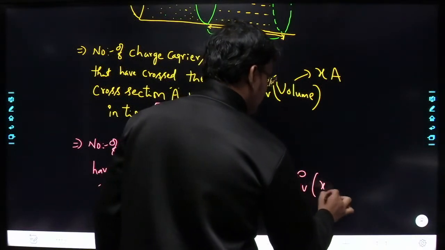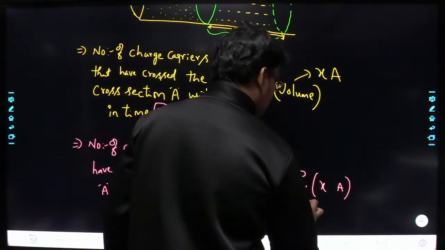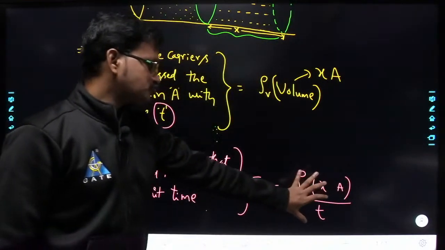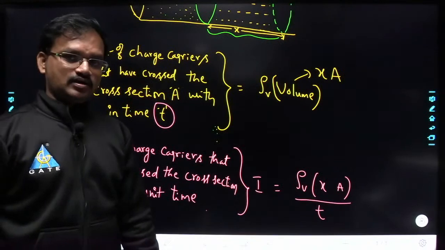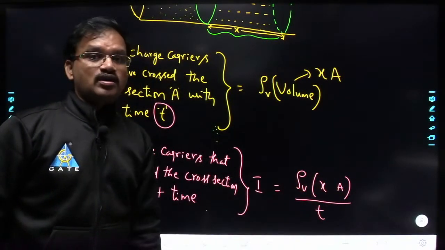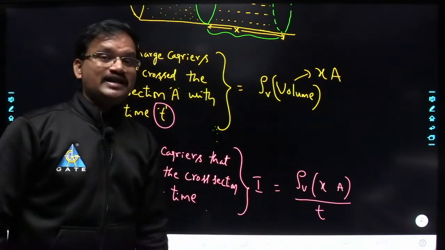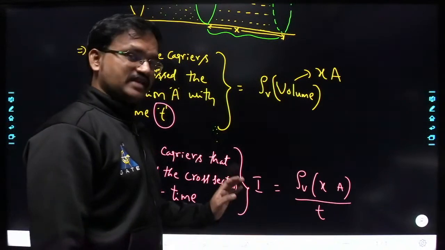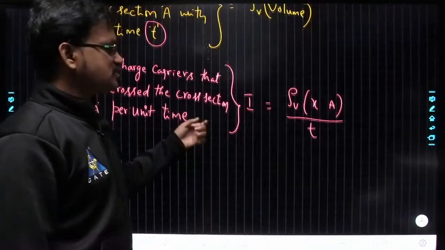Rho V into x into what? X into A divided by what? Divided by t. Okay, so this is called as what? This is what we have defined as current. This is nothing but the number of charge carriers that have crossed the cross section per unit time, understood? Or per second, right? So this is the current here.